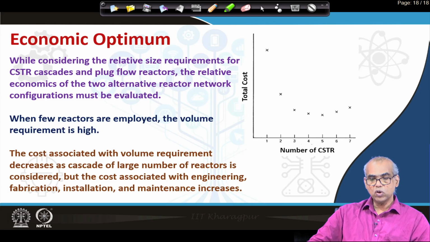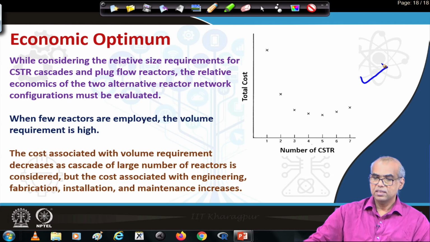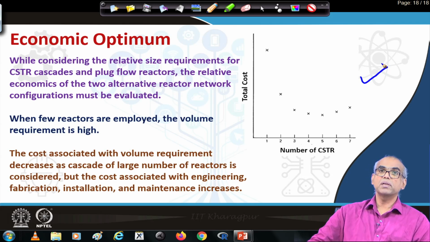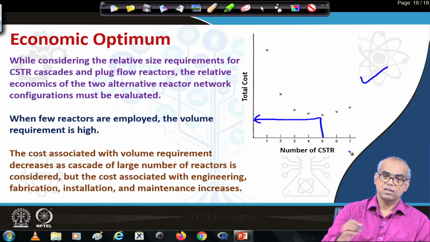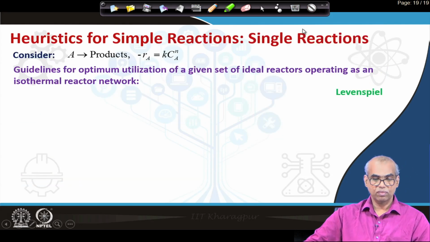So, if we make a plot of total cost versus number of CSTR, that may look like this, which will decrease with the number of CSTR, that is fine because of volume requirement, but that will increase again due to the increase in the engineering, fabrication, installation and maintenance cost. So, for this example, the optimum may be around 5 CSTRs. So, this we must consider as a practical approach.